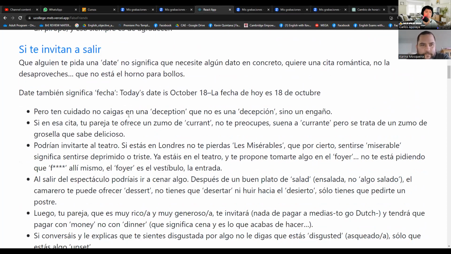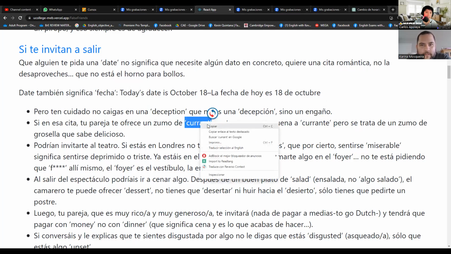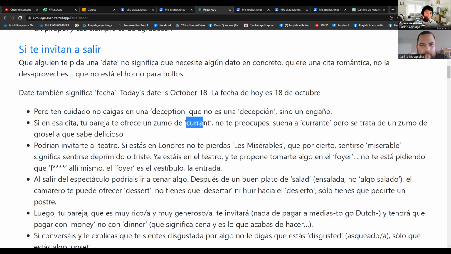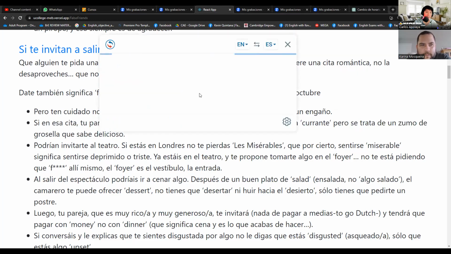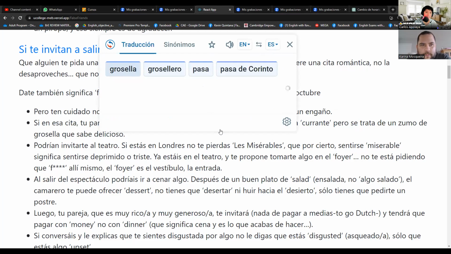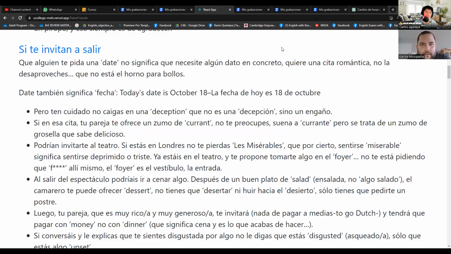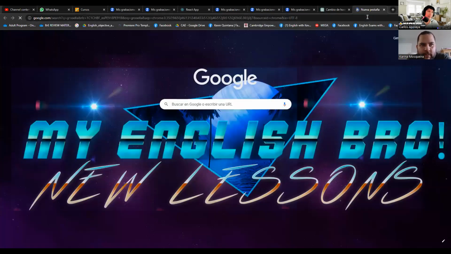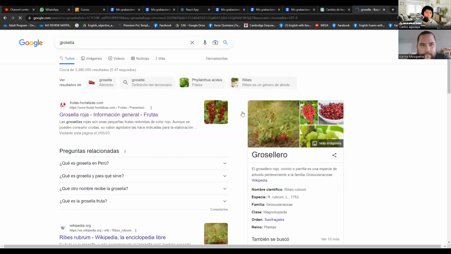Pero ten cuidado, no caigas en una deception, que no es una decepción, sino un engaño. Y en esa cita tu pareja te ofrece un zumo de currant. Vamos a hacer clic aquí. Que es el zumo de la grosella. Eso sí, currant es grosella. ¿Ok? Es tipo una uva. A ver, let me write it. Esto es grosella. Okay.